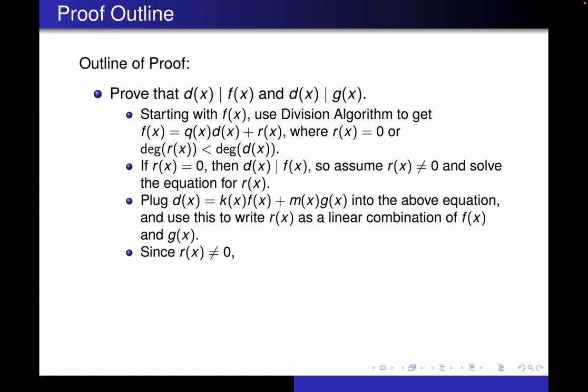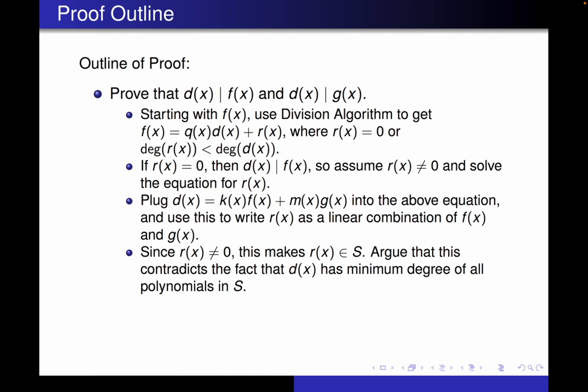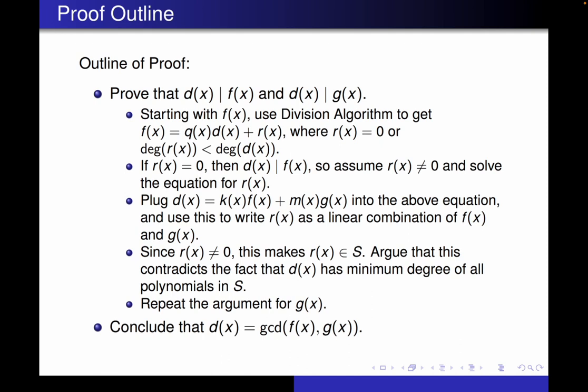It's not too bad, but it's important because that's our first step into proving that r of x is actually in S, or is a possible candidate for being in S. Now we know that r of x is not equal to 0. That's our assumption. That means that r of x is going to be in S. And that's a contradiction because r of x has degree smaller than d of x, but it's in S, and we defined d of x to be the polynomial in S with minimum degree. So that gives us a contradiction. Then we can repeat that exact same argument for g of x, and that tells us that d of x divides evenly into both f of x and g of x. And that tells us that d of x is the GCD of f of x and g of x.